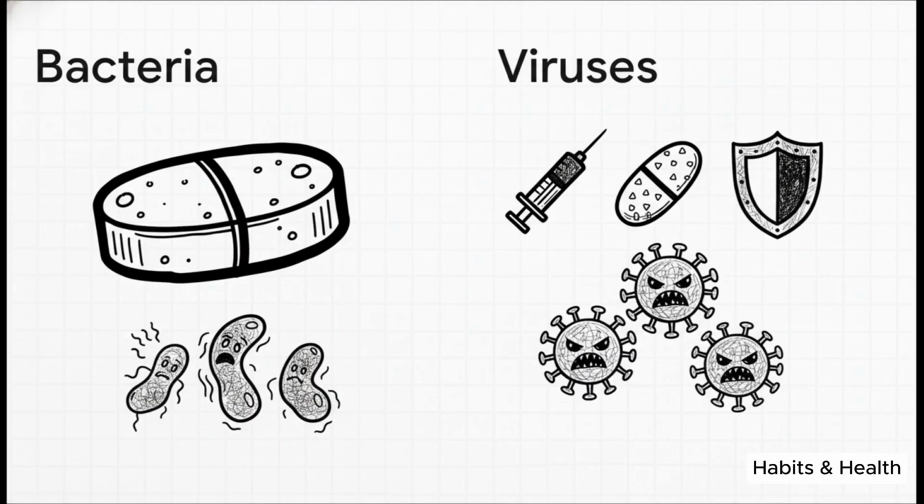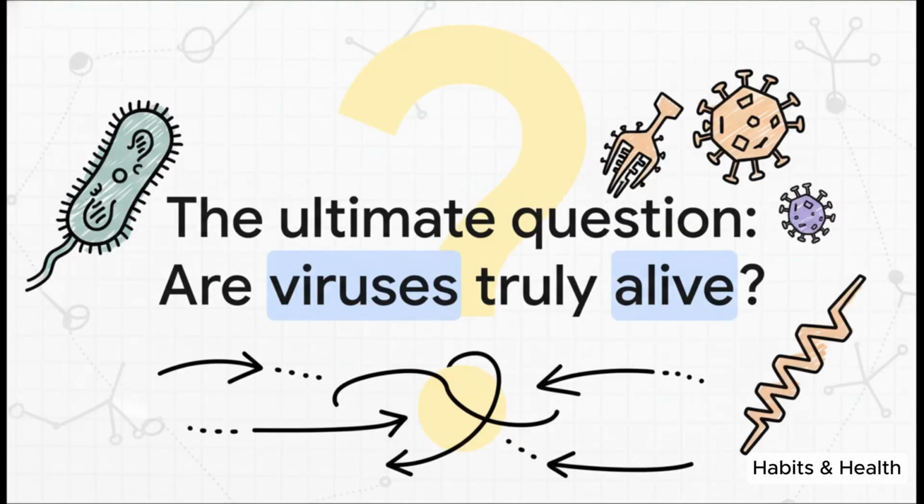You've got a bacterial infection, we bring out the antibiotics. But if it's a virus, our toolkit is totally different. We've got vaccines to prevent them in the first place, antiviral drugs that can help interfere with their whole hijacking process, and of course, the most powerful tool of all, your own immune system. So there you have it.